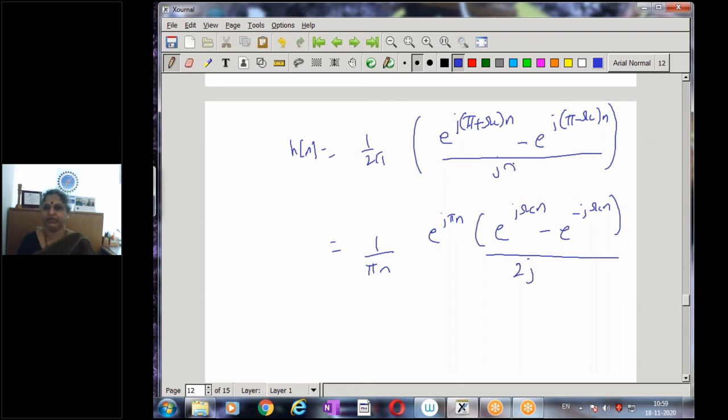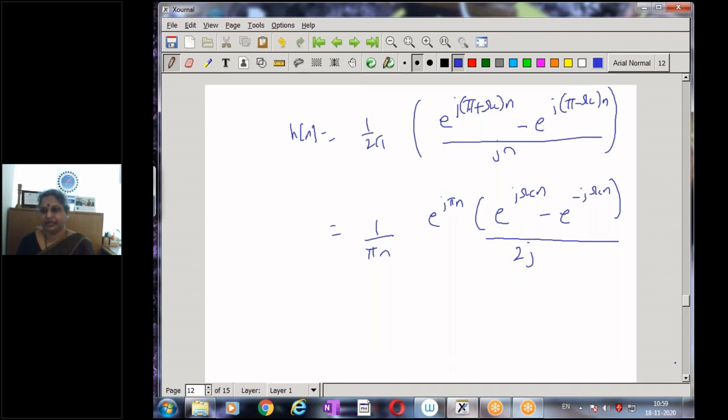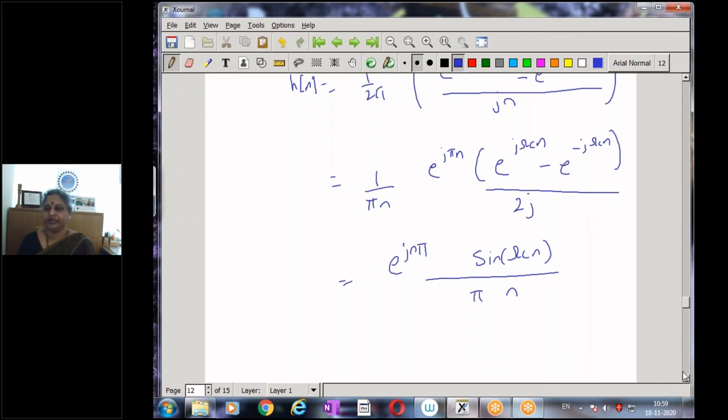I've retained my pi here, I've taken the n here, I've taken the 2 within. And now this whole quantity, e power j omega c n minus e power minus j omega c n by 2j, we can recognize by Euler's identity as sine omega c n. So what we have is e power j n pi sine omega c n divided by pi n. Now once again, I will multiply and divide by omega c.